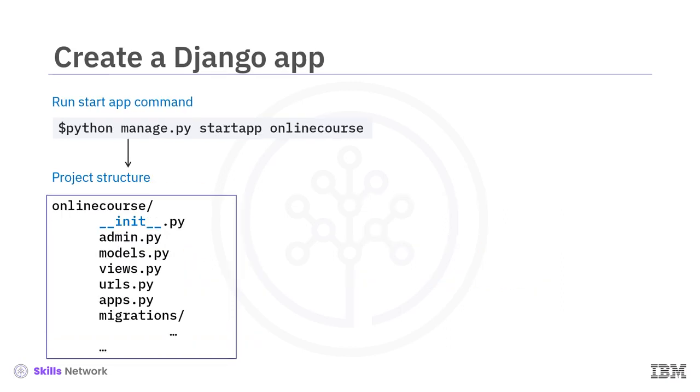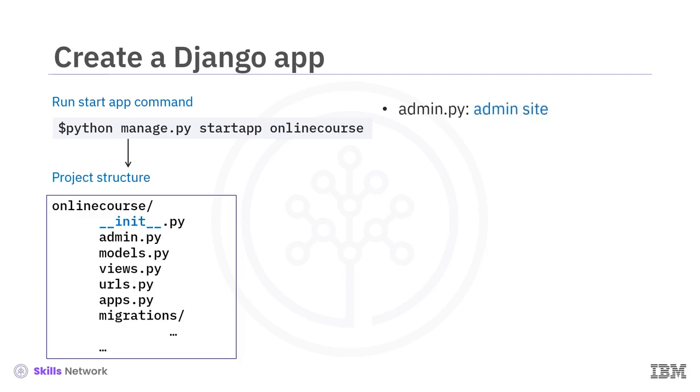Once you have created the Django project container, you can add your first Django app to it. We'll call our first app onlinecourse. From the mysite project directory, run python manage.py startapp onlinecourse. Django will create a temporary app structure and some important app files.